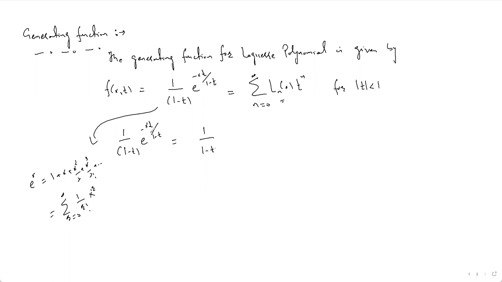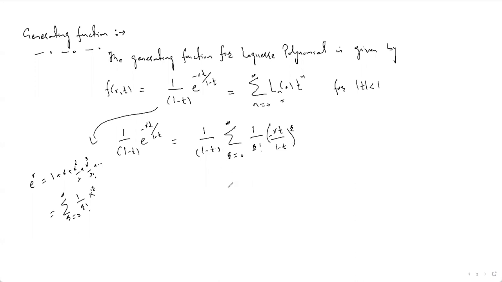But instead of x, we have minus xt by 1 minus t. So how I can write this solution is 1 divided by 1 minus t, summation over r running from 0 to infinity, 1 divided by r factorial. Now instead of x, what we have? We have minus xt divided by 1 minus t, raised to power r. Fine.